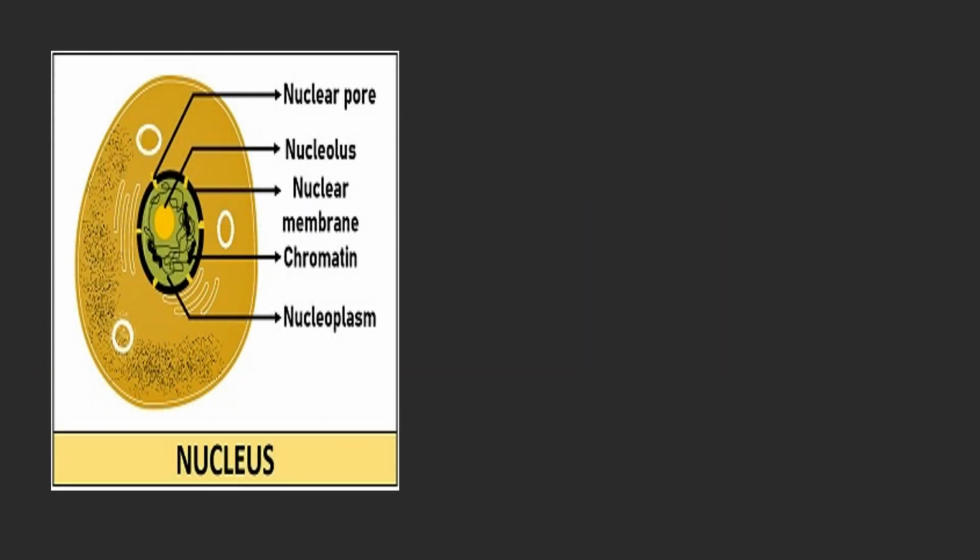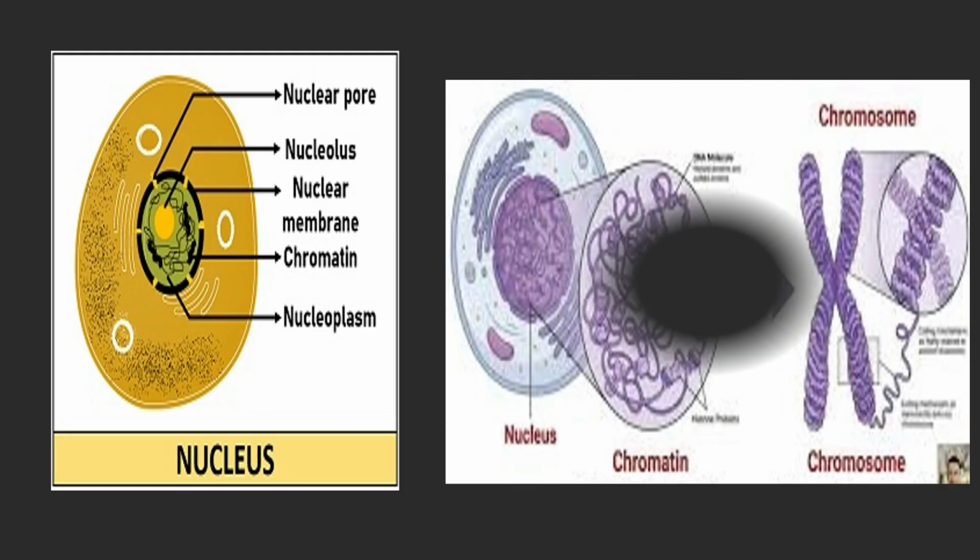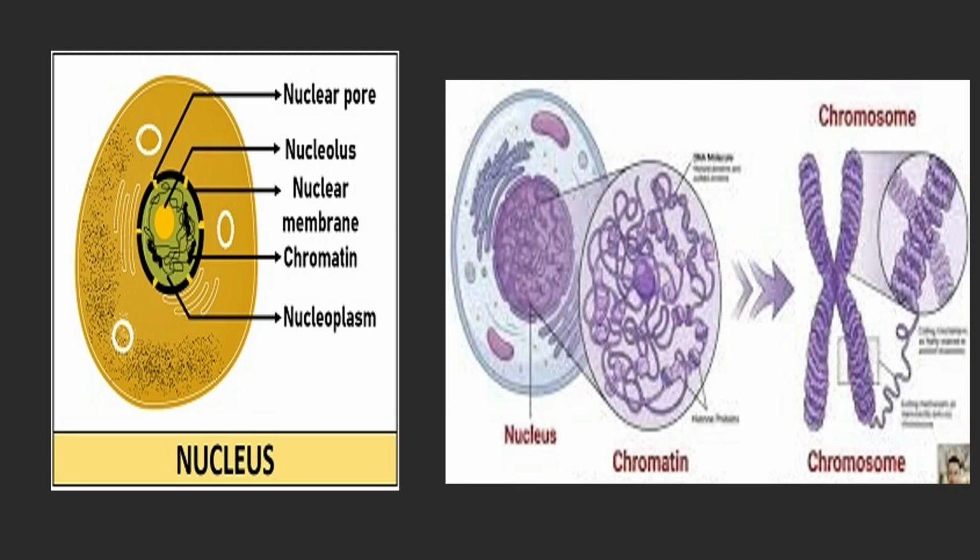This is the structure of the nucleus: nuclear pore, nucleolus, nuclear membrane, chromatin, and nucleoplasm. This is the structure of the nucleus containing chromatin material and the chromosomes.